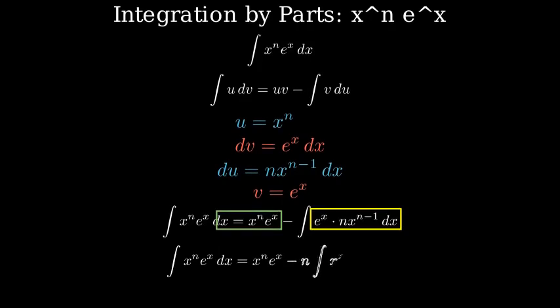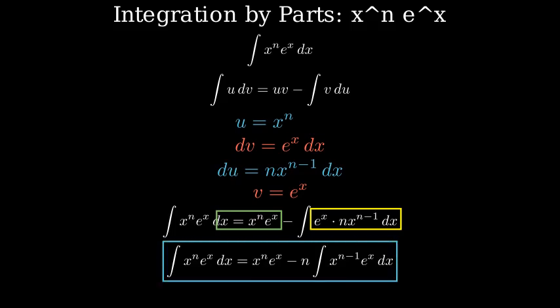Let's simplify the second term. We can bring the n out front of the integral, since it's a constant. This gives us our final form: x to the n times e to the x minus n times the integral of x to the n minus 1 times e to the x dx.